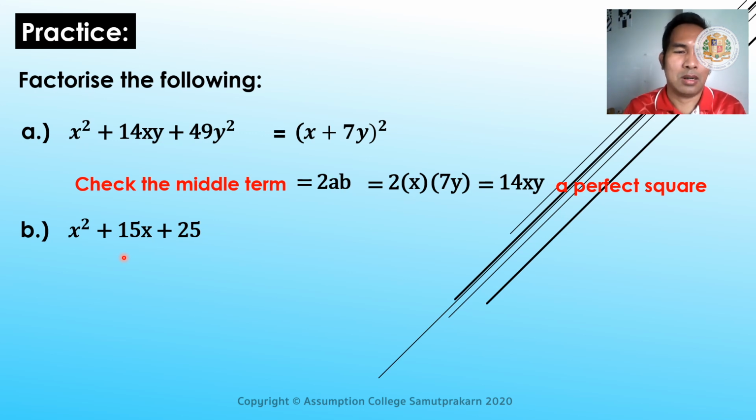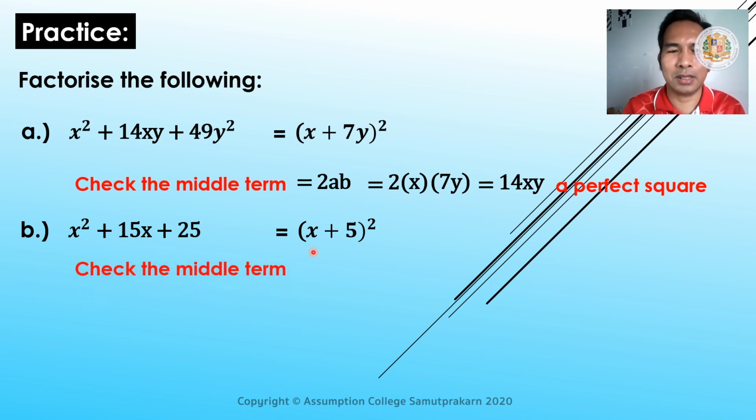Okay, think of your answer. What is the square root of x squared? Yes, the square root of x squared is x. While what is the square root of 25? It's 5. So therefore, they are both perfect squares. So we can try to have your answer as (x + 5) quantity squared. But again, check the middle term. Always check the middle term.